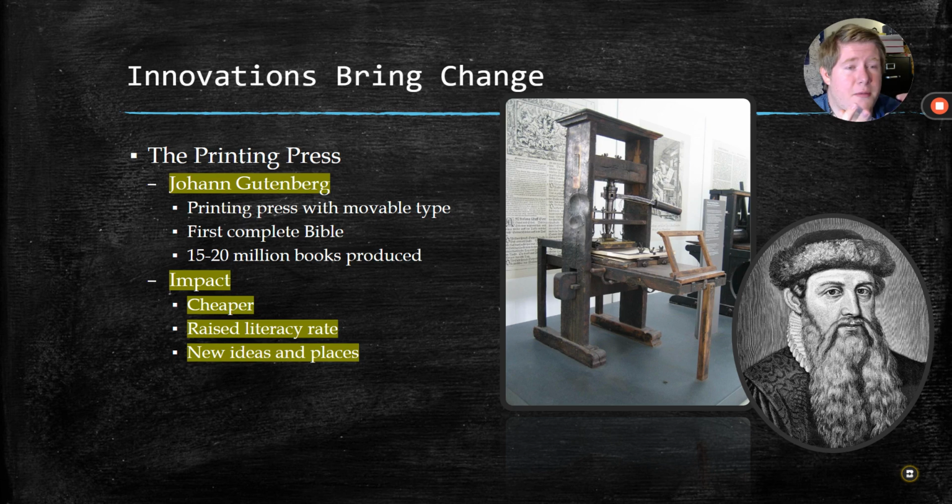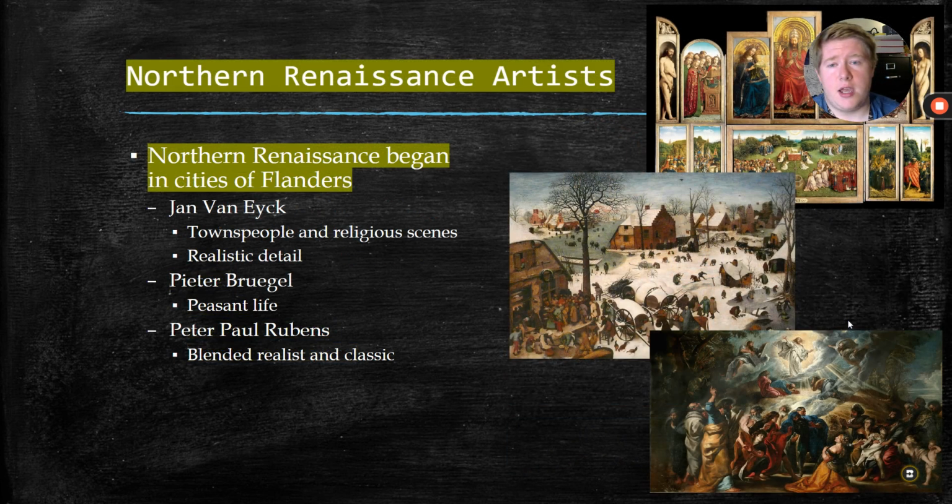Prior to this, books were handwritten. So literally there would be monks that would just sit there and write the Bible all day long. Now, a machine did it, and a lot faster. 15 to 20 million books are going to be produced really quickly. The impact is it's cheaper. People are able to access it. It raised the literacy rates, and it spread the new ideas to everybody because they had access to it. So the Northern Renaissance, we're going to talk about some artists.